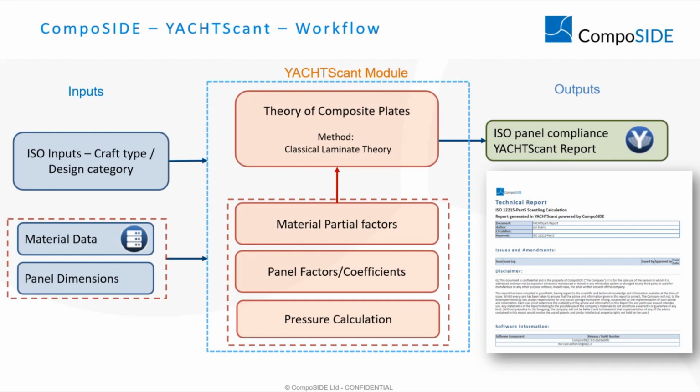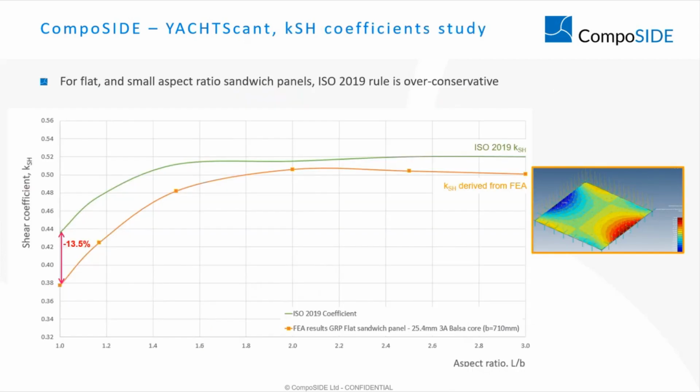I mentioned earlier a potential issue that could be encountered when designing flat panels with small aspect ratio. In the next two slides, I will focus on how this problem, which is related to the ISO 2019 shear coefficient, could be mitigated. But first of all, let's look at the problem we are talking about.